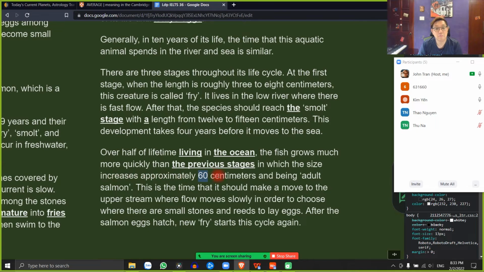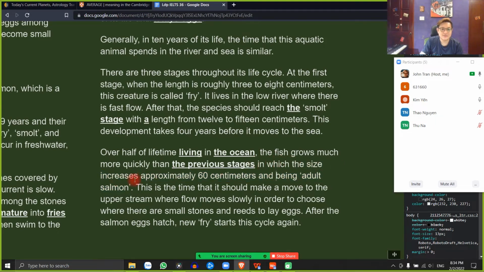The size increases. Nè, cái chỗ này là lại sai chủ ngữ nè. Wrong, basically wrong subject again. In which the size, okay, increases approximately 60 centimeters. And being adult salmon, so people can understand like the size being adult salmon. Người ta sẽ hiểu là cái the size này nó mới là adult salmon, là một điều vô lý, đúng không các bạn? Nếu mà nó dùng cái chủ ngữ the size này luôn thì cái chỗ này the size being adult salmon, that sounds nonsensical. It's nonsense. Chỗ này chủ ngữ sai nè.